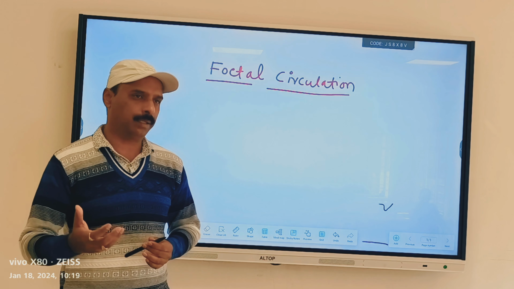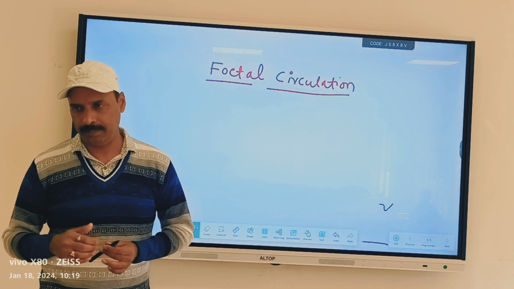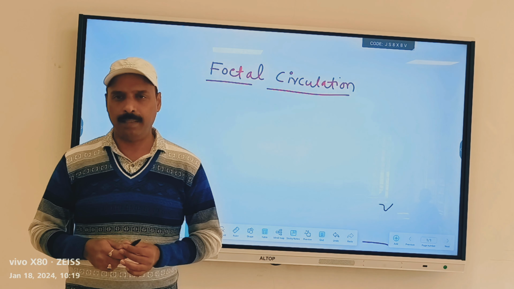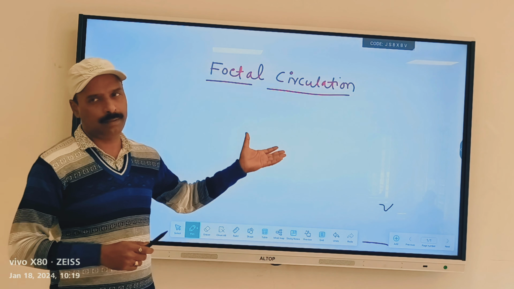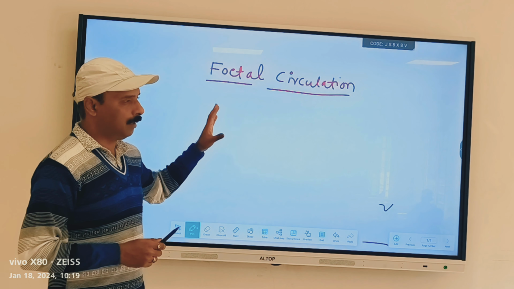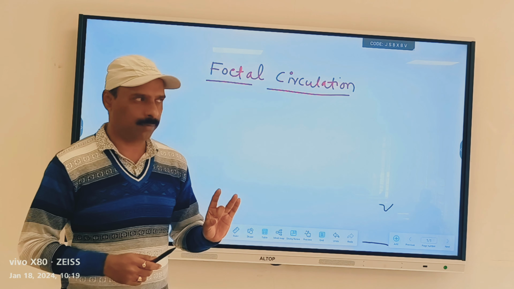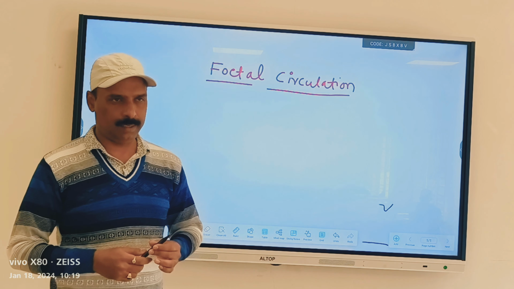The third one is very important: it bypasses the portal system. Whatever portal circulation or portal system is there, it bypasses. Because of this, it is very important and different compared to the other circulations. I have kept fetal circulation last because after studying the systemic, pulmonary, coronary and portal circulation, you can understand it very well.